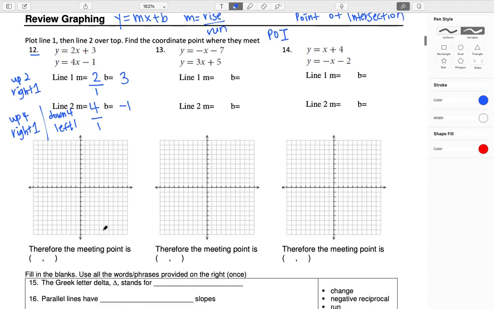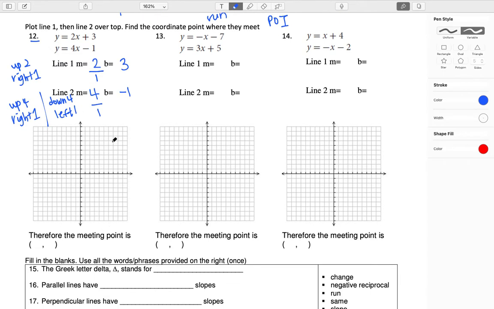Okay, so let's start with equation 1, line 1. So I'm going to start at the y-intercept of 3, so that's always your starting point. From 3, I'm going to go up 2 and right 1, up 2, right 1, or I could go down 2, left 1. Okay, so that's my equation 1.